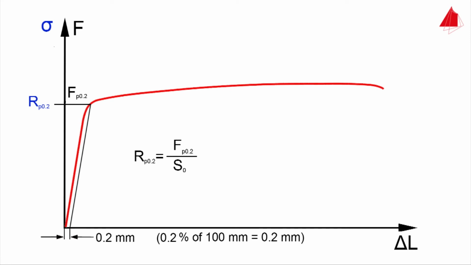Tensile strength, percentage elongation after fracture, and percentage reduction of area are calculated in the same way as in the first test.